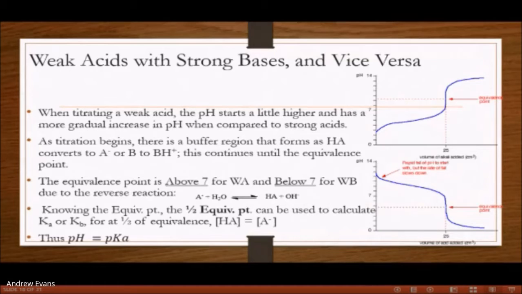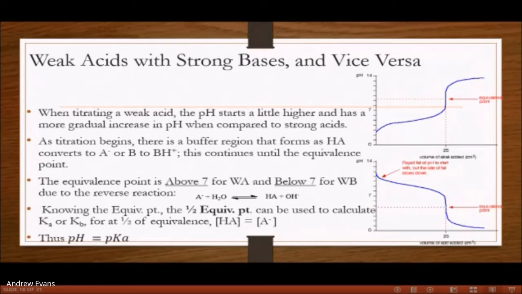So you have to be able to recognize this is a weak acid titration or weak base titration. And the region we want to look at is called the half equivalence point. It's a kind of weird term, but if you know what the equivalence point is, which is the point where acid and base neutralize, the half equivalence point is literally half of that volume.